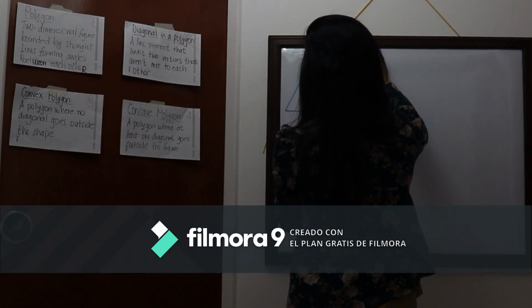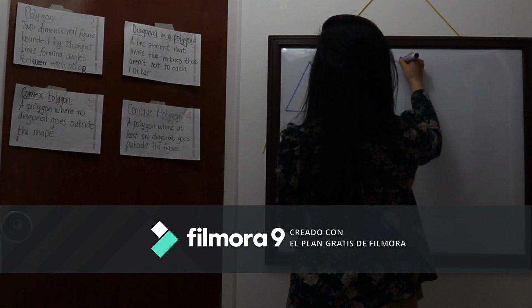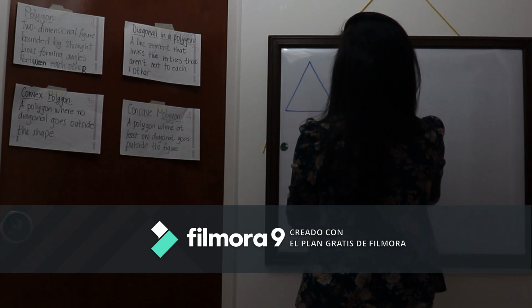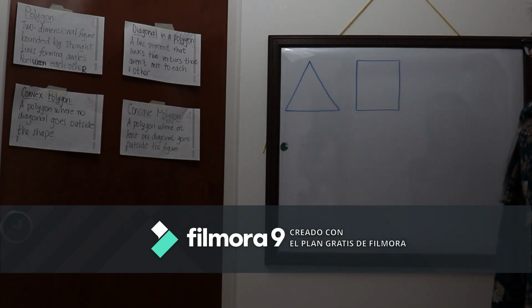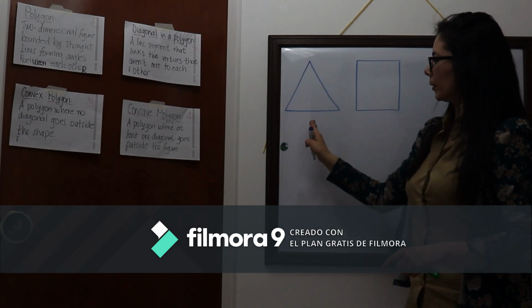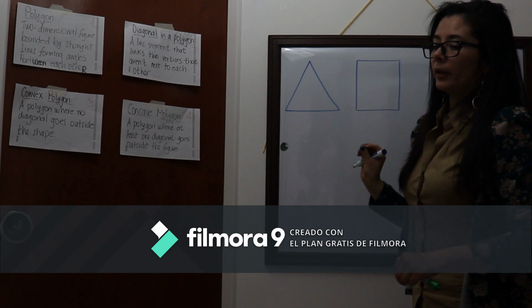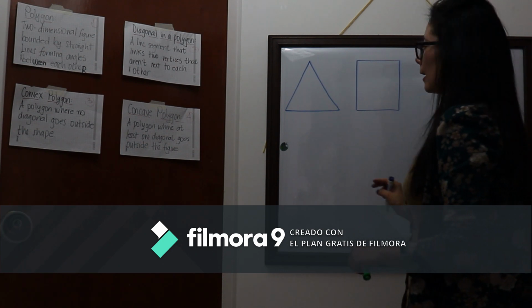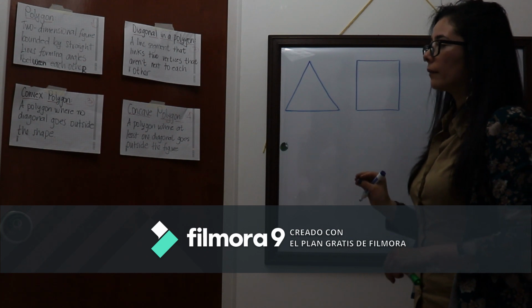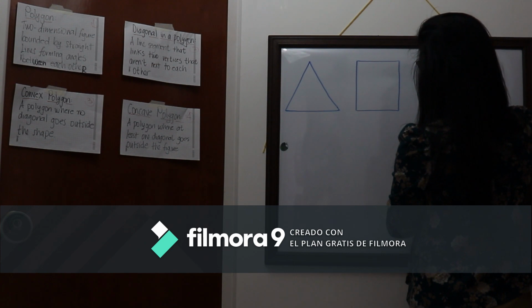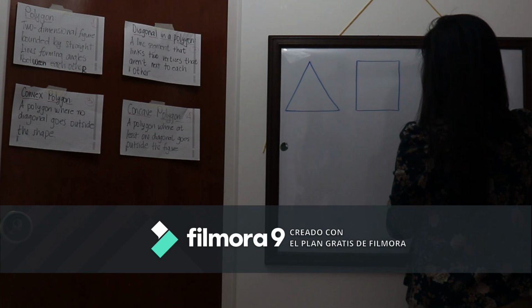Please make on your notebook a square. Hopefully this looks like a square. Maybe not the most perfect square, but it's okay, I guess, right? So this triangle is going to be the representation of all triangles, and this square is going to be the representation of convex quadrilaterals, right?